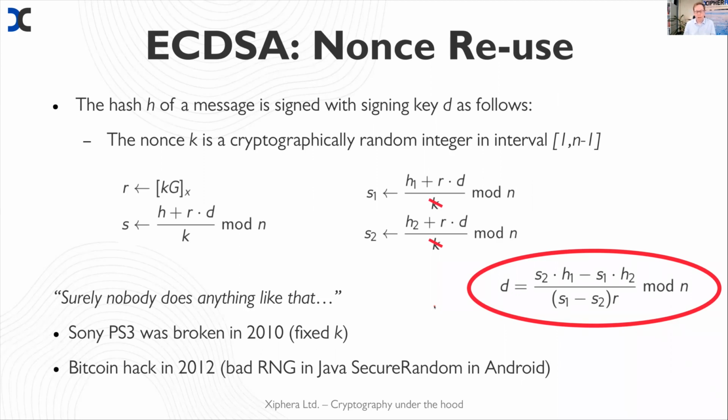Slightly later in 2012 there was also a Bitcoin hack that was possible because of a bad quality random number generator that was used in some implementations. And although the K was not fixed in that case, it still resulted in a break of the system, because the same values were repeating at some point. So if you just saw two signatures that were using the same nonce, then you could break the system.